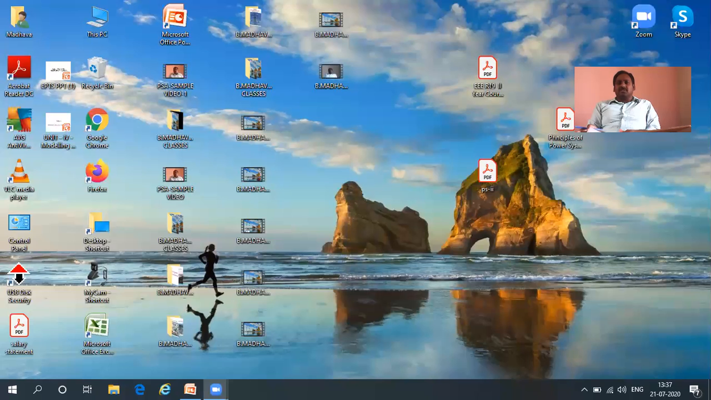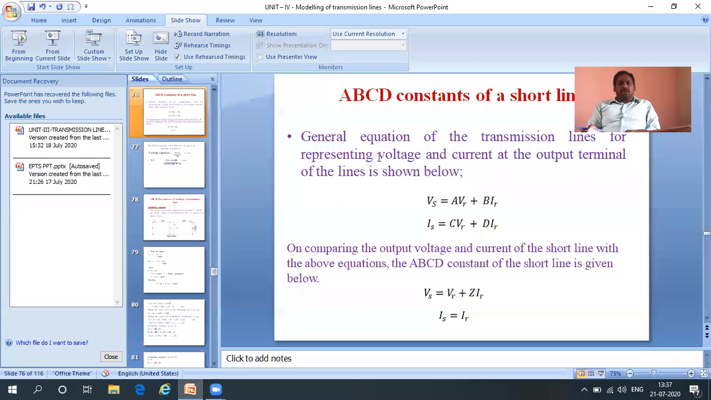So after completion of the generalized representation of ABCD constants, or transmission line parameters, those ABCD parameters are applied to the short transmission line, medium transmission line, and long transmission line also. So when ABCD parameters are applied to the short transmission line, how to determine the performance factors, that is voltage regulation and efficiency, we will now observe.